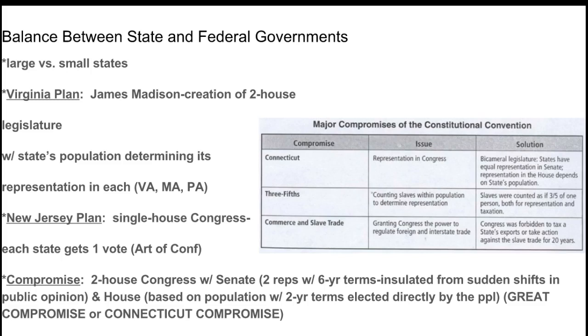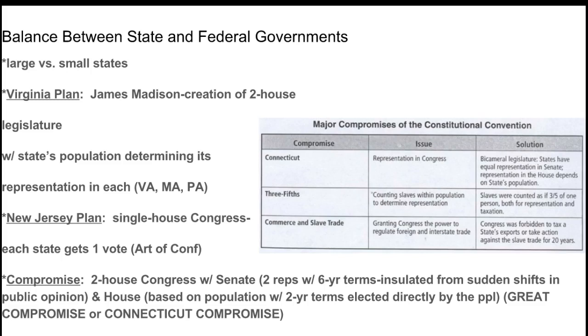The House is based on population, and that means however many people you have in your state, you get so many representatives per 1,000 people, however many thousands of people. For example, Georgia has 16 representatives. It's grown a lot. When I was in school years and years ago in middle and high school, we had 11 representatives. So that makes a big difference.